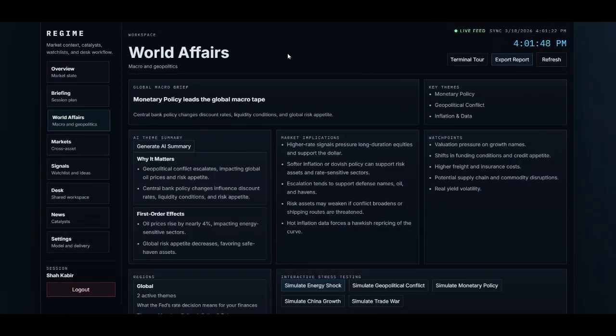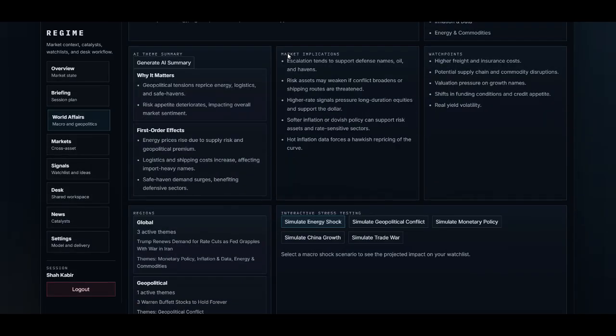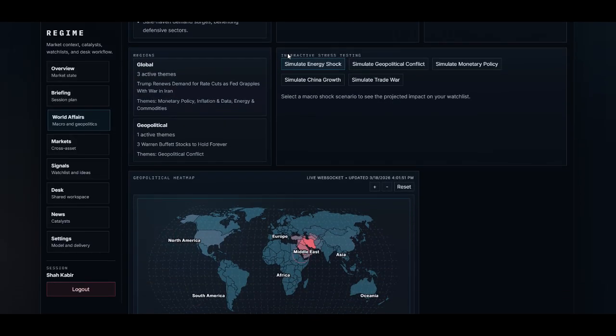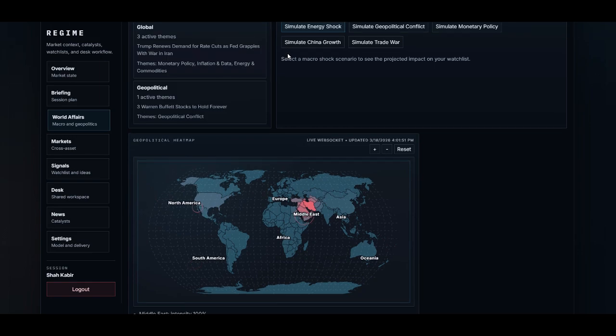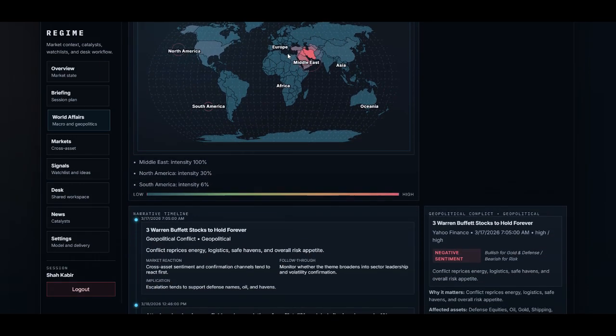This page expands beyond price action into the broader macro and geopolitical backdrop. Regime tracks the external forces that can shape market behavior, so users are not just reacting to charts, but understanding the narrative and risk environment around them.